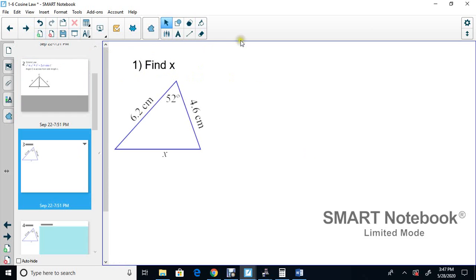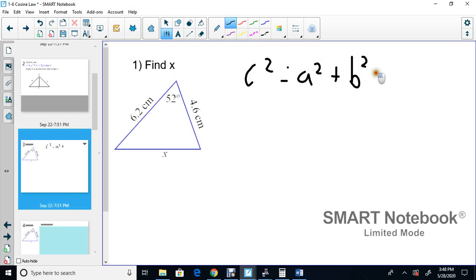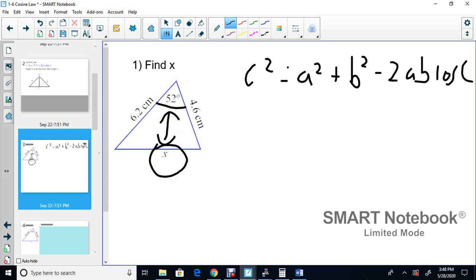So let's do the first one. So first thing I do is write the formula. So I go c squared equals a squared plus b squared minus 2ab cosine of c. Then I go in my triangle. What's the c? 52 degrees. X is the c, 52. So in the c I put x squared. Okay, and then it equals, well, a squared doesn't matter. This could be a, and this could be b. But it doesn't matter. You can switch them around.